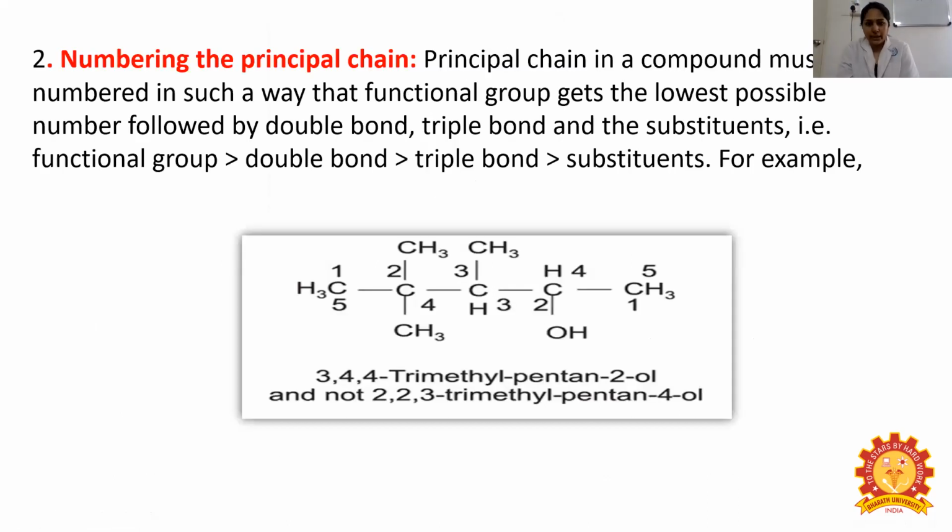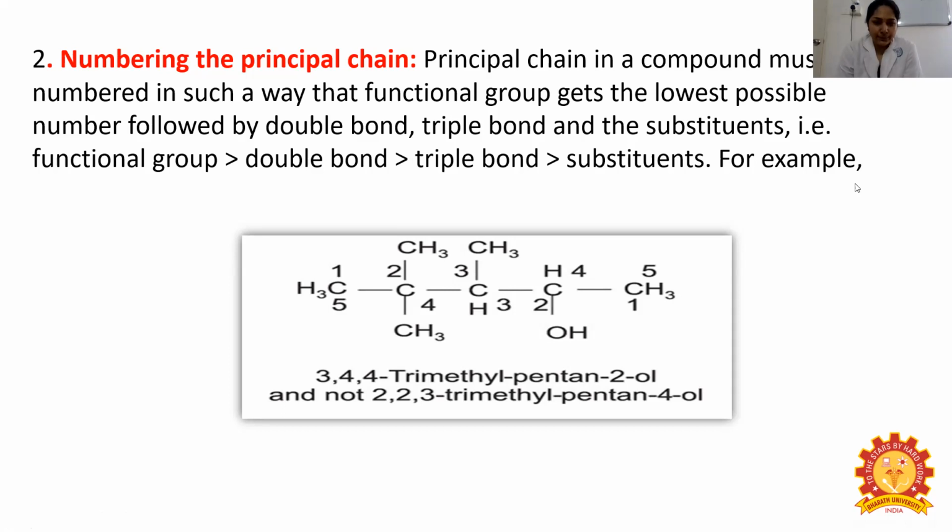Numbering the principal chain. The principal chain in a compound must be numbered in such a way that the functional group gets the lowest possible number, followed by the double and triple bond and the substituents. Order-wise, priority-wise: functional group, double bond, triple bond, as well as substituents. So the principal chain is numbered such that the functional group gets the lowest possible number, followed by the double bond, followed by the triple bond, and then substituents.